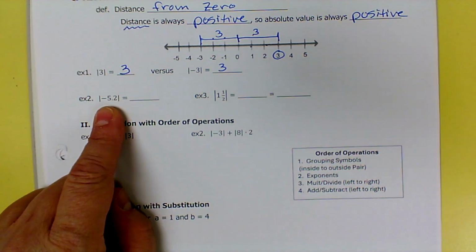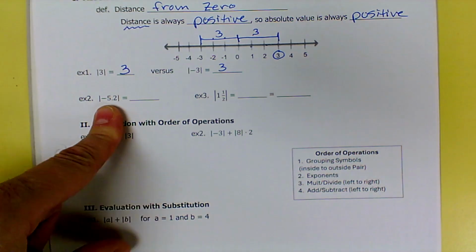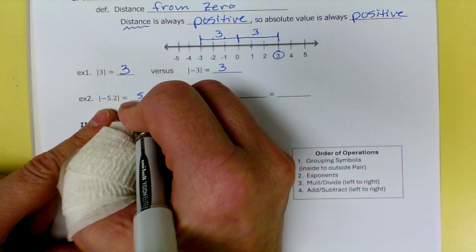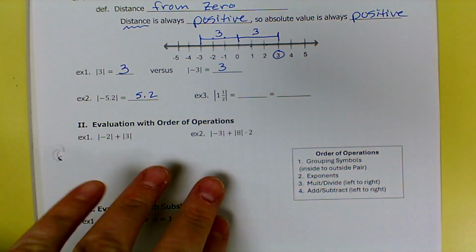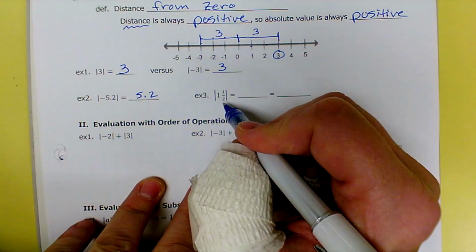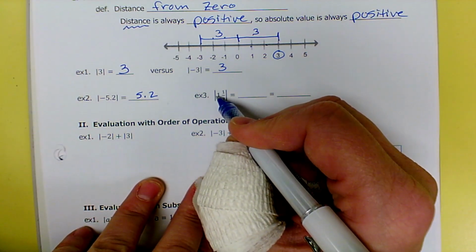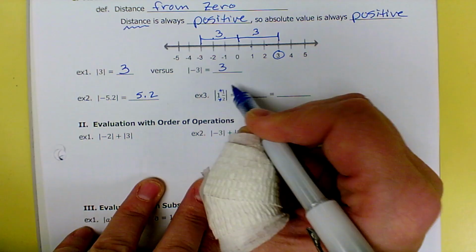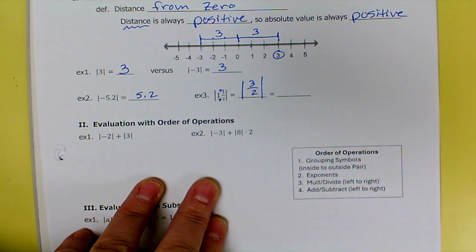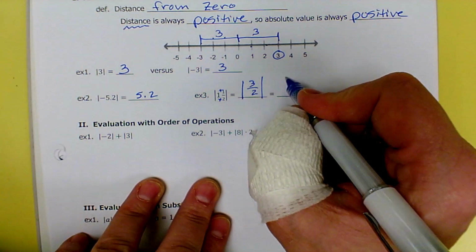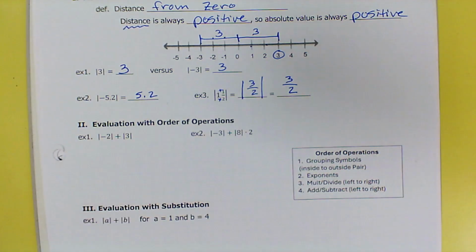So what about weird numbers? Like negative 5.2. It actually doesn't matter how weird the number is, it still comes out positive, 5.2. What about mixed numbers? Well, first of all, we always get rid of mixed numbers when we're solving. So 2 times 1 is 2, plus 1 is 3. So absolute value of 3 halves. And again, to simplify out the bars, absolute value of something is always positive. So it's going to be 3 halves.